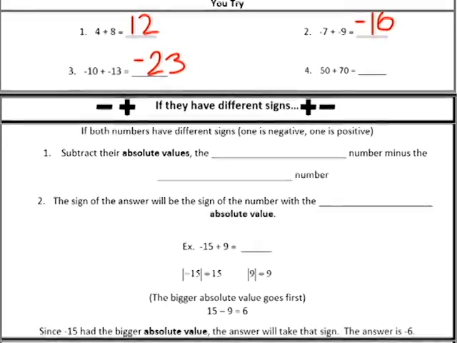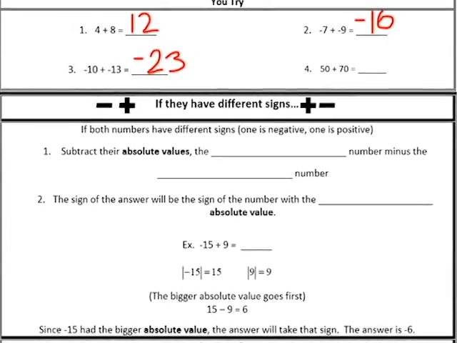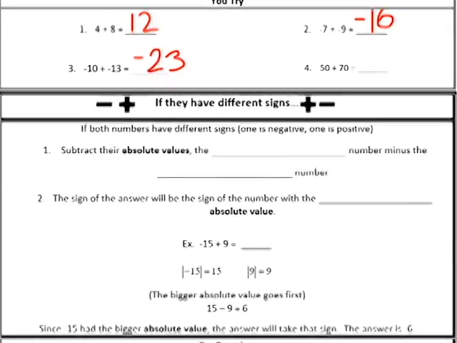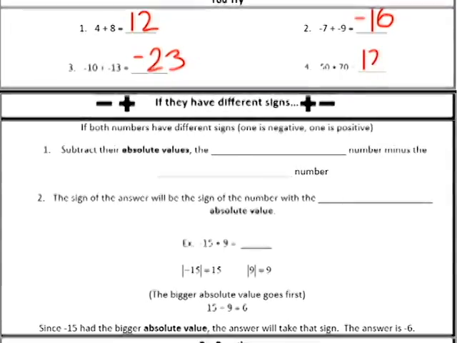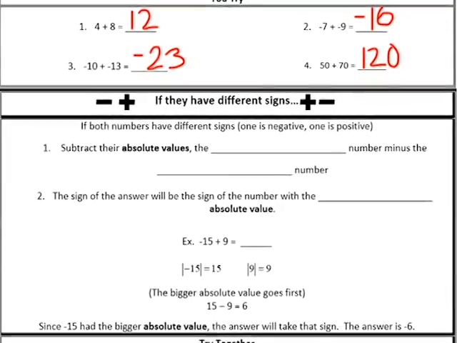50 plus 70, a little shortcut. When you have numbers that end in 0, ignore the zeros for a second. 5 plus 7 is 12. They each had 1 0, so the zeros come right back.